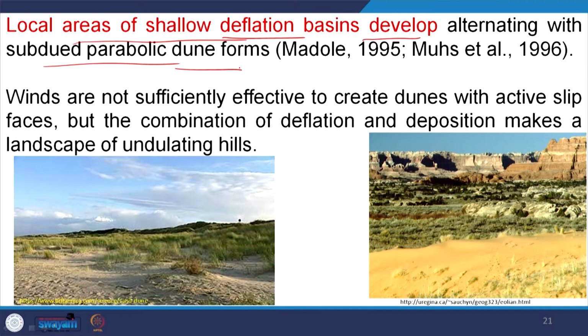Winds are not sufficiently active to create dunes with active slip faces, but the combination of deflation and deposition makes the landscape of undulating hills. If you see here, we have some blowout areas, and material is removed and deposited here. Similarly, material is removed and deposited here. That is why we create an undulating topography. Similarly, here we have areas from where blowout occurred and finally sand is deposited. Overall, it creates an undulating topography.